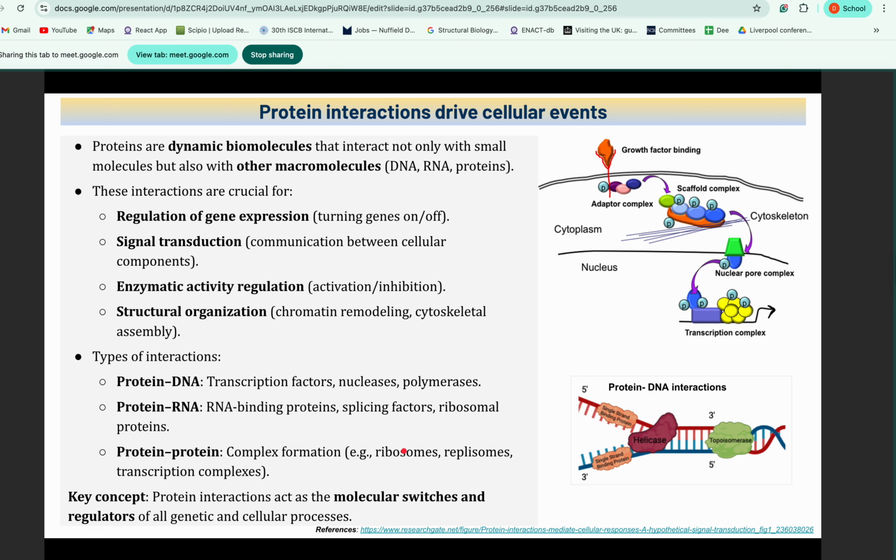So the main key concept from here is that protein interactions act as molecular switches or regulators of different genetic and cellular processes. Yeah, so this is the example of protein-DNA interaction in which different proteins such as helicases, topoisomerases, SSB, which is single strand binding protein, are interacting with the DNA and helping the DNA to replicate.